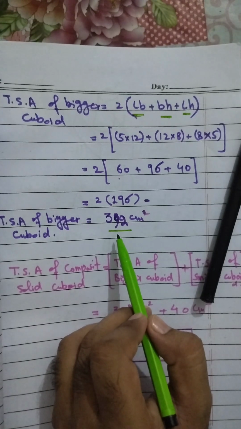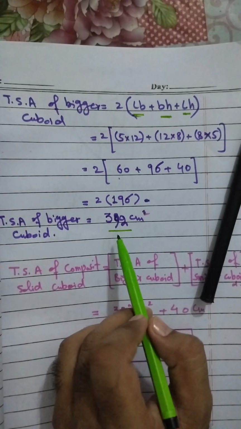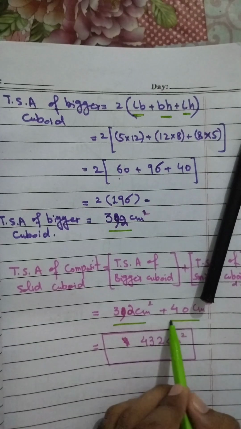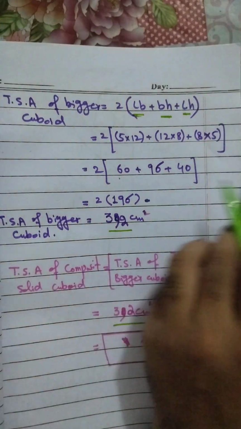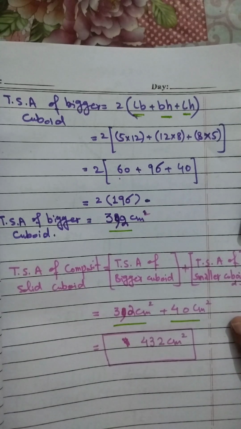Now we'll add the smaller cuboid surface area and the bigger cuboid surface area. Look at here, we just put their values here and add them. So we got the solid cuboid's total surface area.